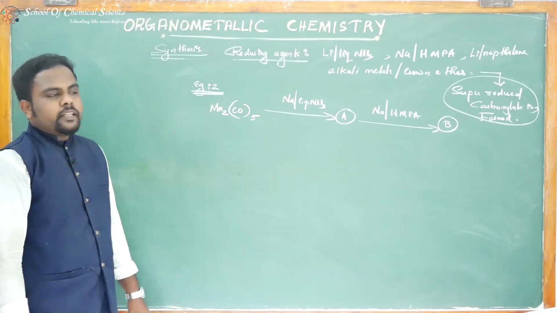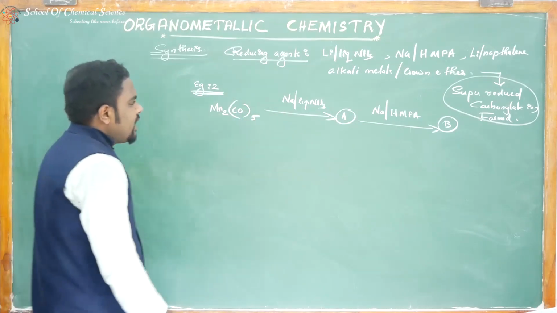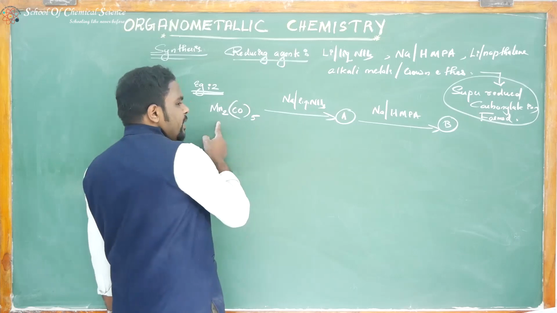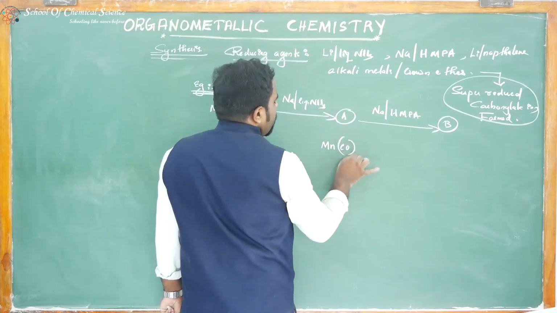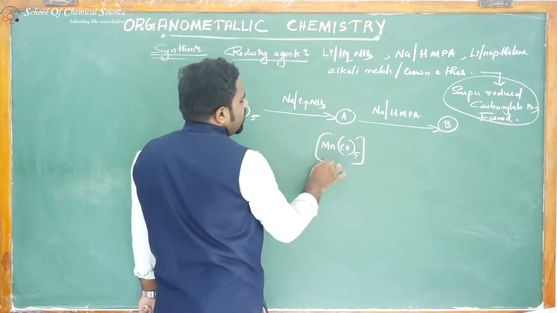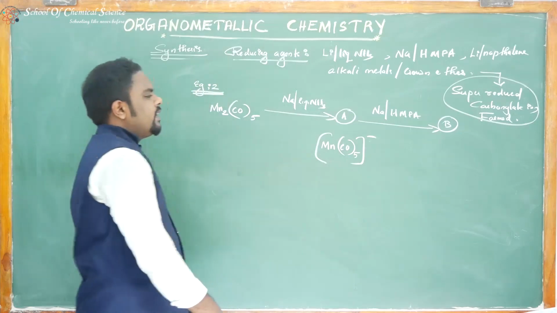What will be product A and B? Mn2(CO)10 is a reducing agent. Definitely your product A will be a carbonylate ion. Two metals are there, divide equally. Mn(CO)5: what is the electron count? 7 plus 10, 17. Add 1 negative. So this will be A.